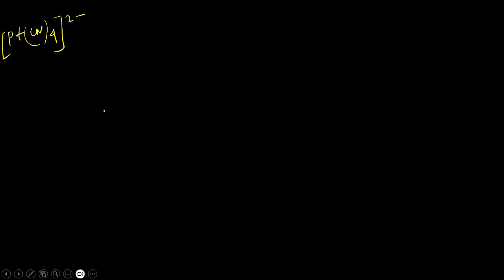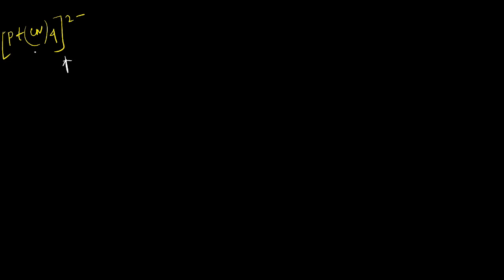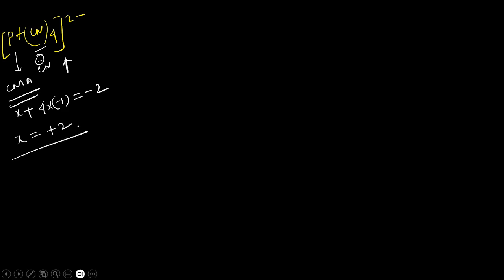Next example is [Pt(CN)4]2-. Here you can see this is the square bracket, CN is the ligand, and its charge is -1. The central metal atom is platinum. If I assume that the oxidation state of the central metal atom is X, then X + 4 × (-1) = -2. That means the oxidation state of the central metal atom becomes +2. Platinum, when it becomes +2, has 5d8 valence shell electronic configuration.